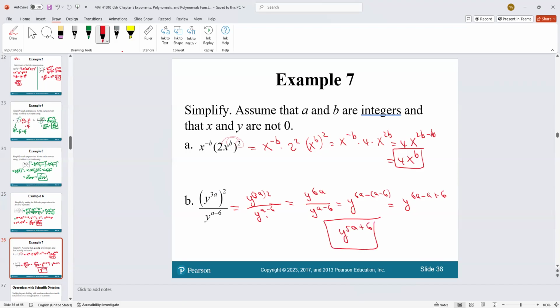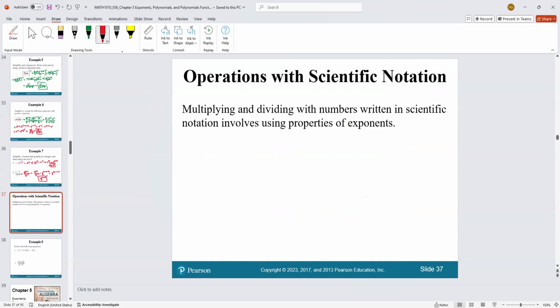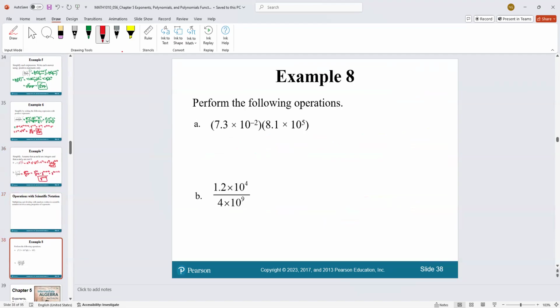Yay! Probably you enjoy it, because our goal is to continue to do more examples in this format, but also we can compute some scientific notation. Multiplying and dividing with numbers written in scientific notation involves using properties of exponents. To perform operations on numbers written in scientific notation, we use properties of exponents, so we can do it like this one. First of all, we have so many different ways we can write that.